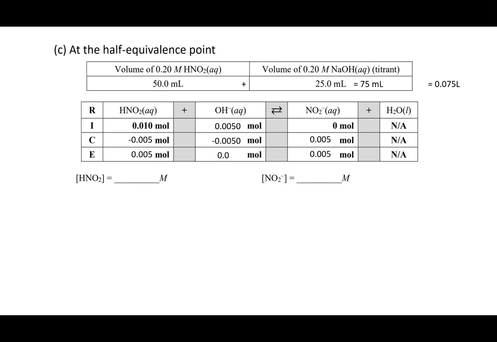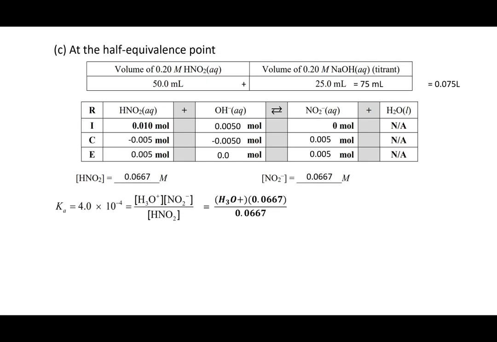So now when I do this arithmetic, I get 0.005 moles of HNO2, no OH minus as before, and 0.005 moles of NO2 minus. And when I divide by the volume, which is 0.075 liters, I get 0.0667 for both reagents, HNO2 and NO2 minus. So now, when I write my Ka expression, I have the same numerical value in the numerator as I do in the denominator, which means they both cancel. And I'm left with H3O plus being the same value as the Ka.